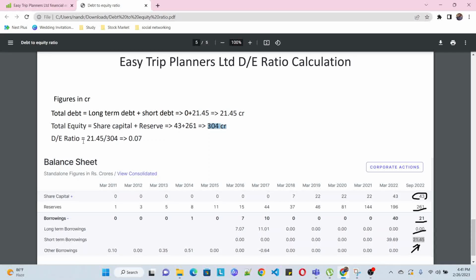And the DE ratio is 21.45 divided by 304, which is 0.07. So this is a low DE ratio.